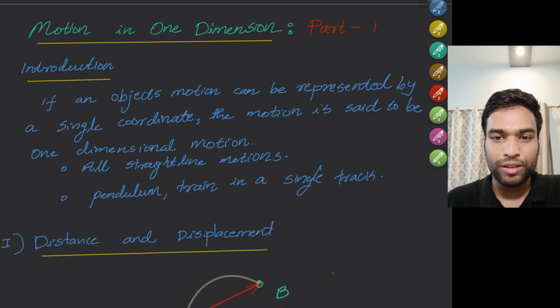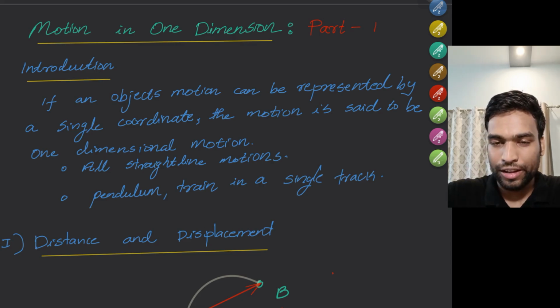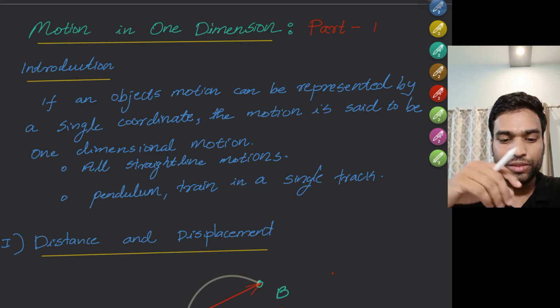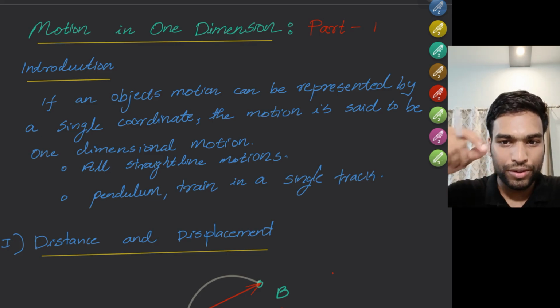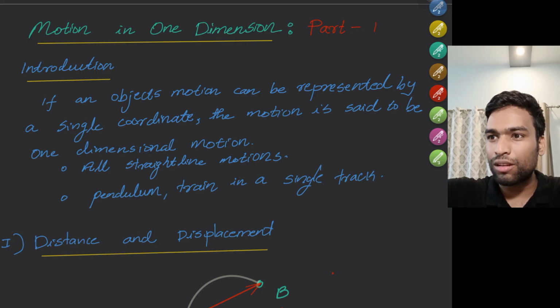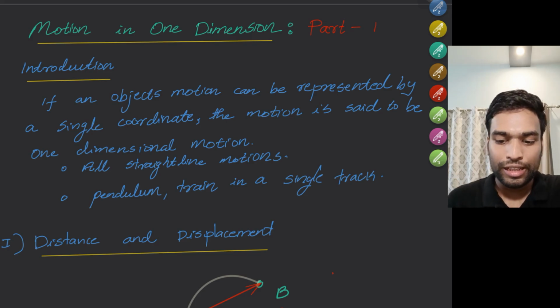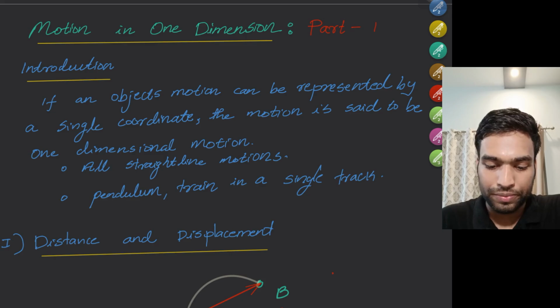Good. Now for a train, even though the rail track is in two dimensions, you can describe the position of the train by counting the parallel wood, right? So that's why it is one dimension.